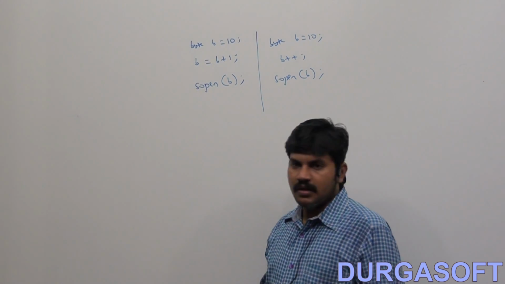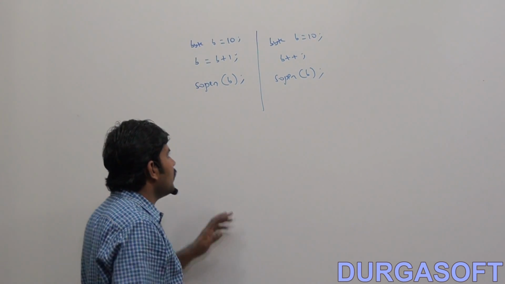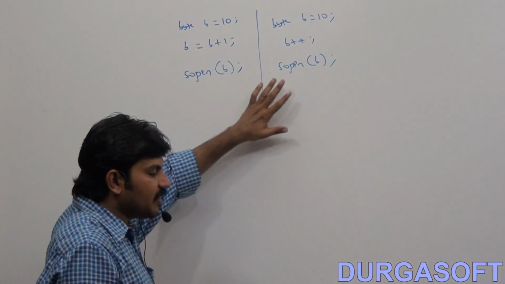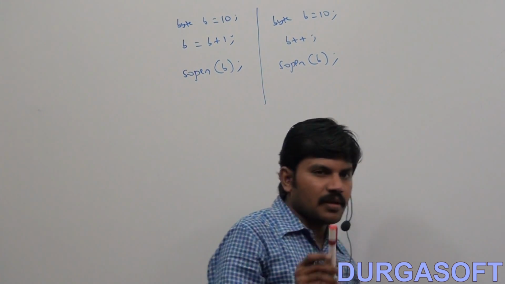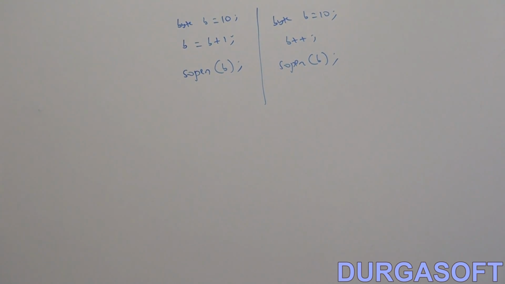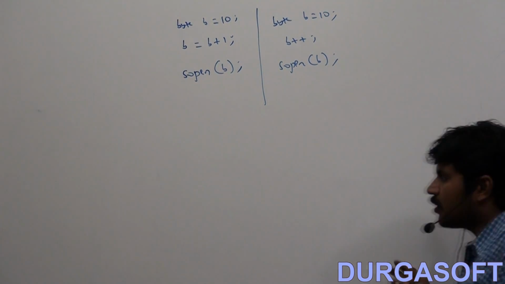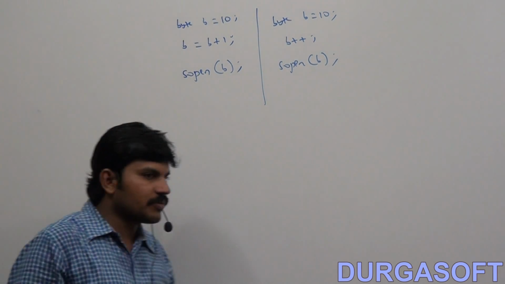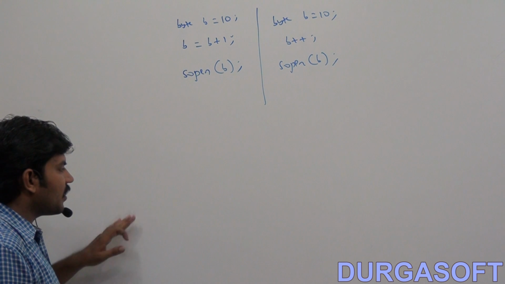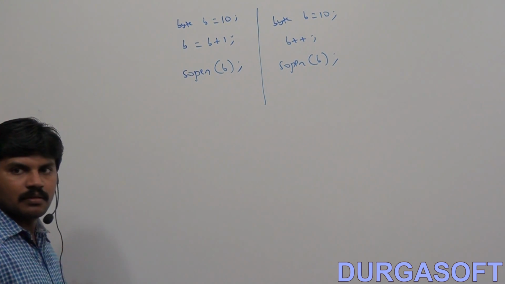Yeah, 100% sure. First one 11, automatically second one 11. Think a bit carefully. If in both cases I am going to get 11, then why am I explaining this one as a separate case? First one? Compile time error. Second one? 11.